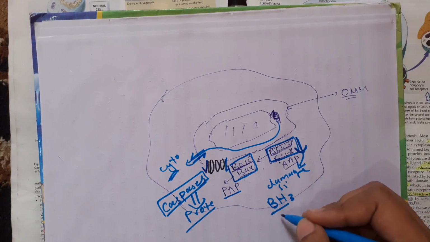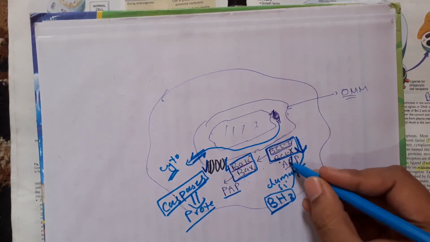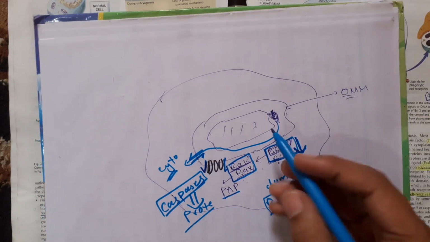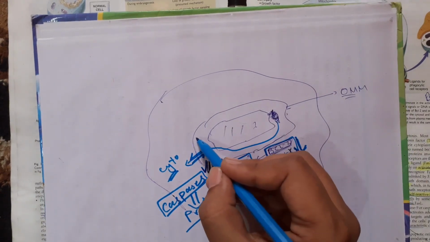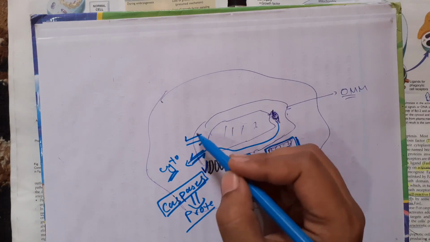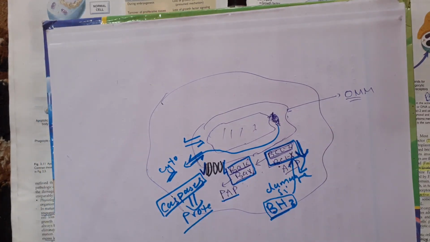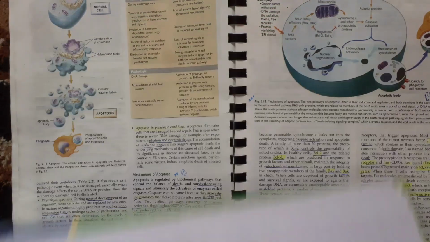When there is cellular damage, BH3 senses it and inhibits these two anti-apoptotic proteins. When these are inhibited, there is dimerization of BAK and BAX. When they are dimerized, they produce a channel here. When channels are produced, cytochrome C flows out into the cytoplasm. When cytochrome C flows out, it activates multiple enzymes which catalyze the digestion and breakdown of cellular components. So in this way, the mitochondrial pathway works.